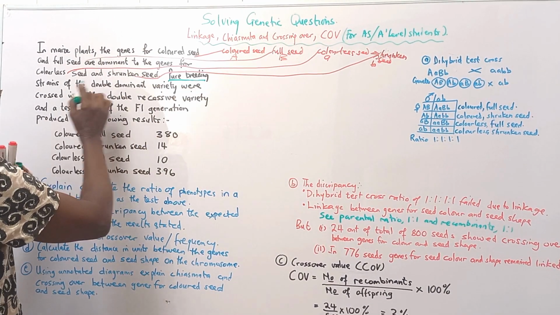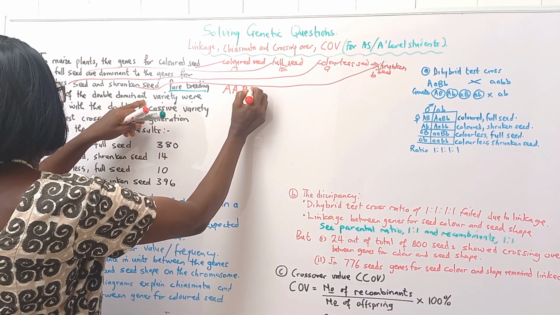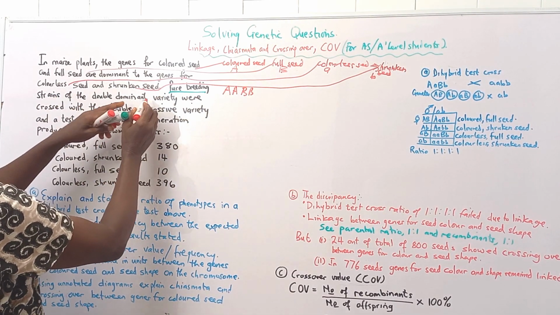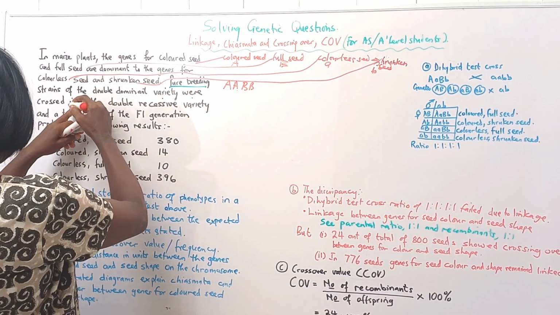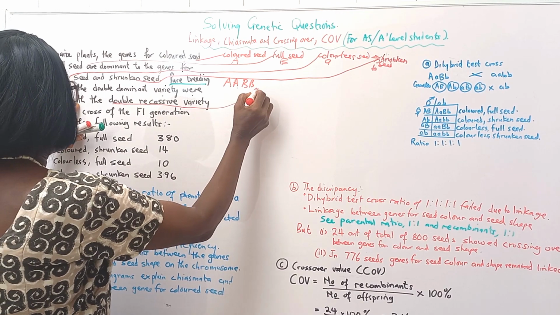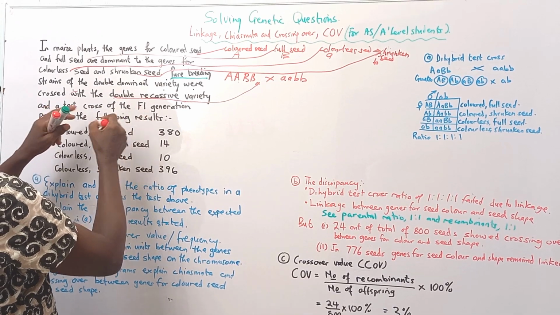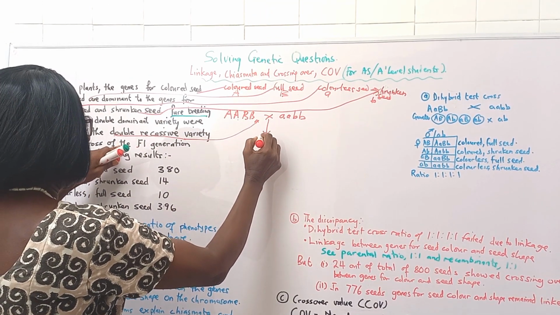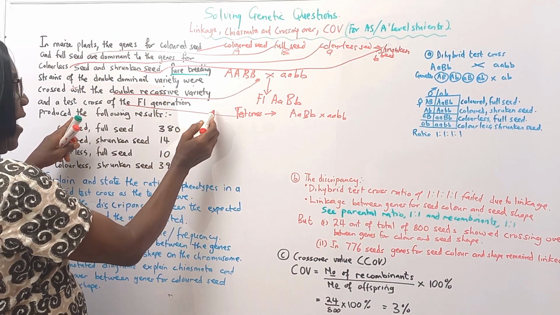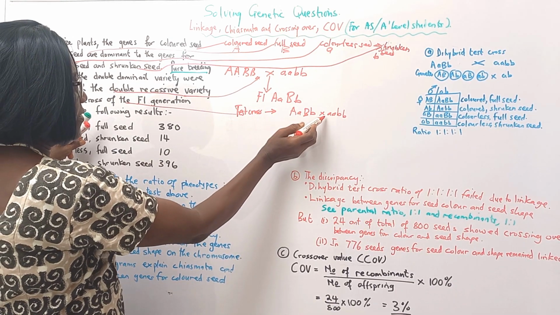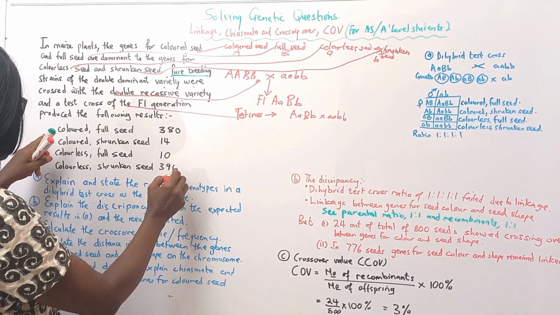Pure breeding strains of the double dominant variety have big A, big A, big B, big B. These pure breeding homozygous dominant plants were crossed with the double recessive, and then there is a test cross of the F1. So the F1 will be big A, small a, big B, small b. A test cross of the F1 means you cross the F1 with a double recessive. That's a test cross, and we are told it yielded these results.